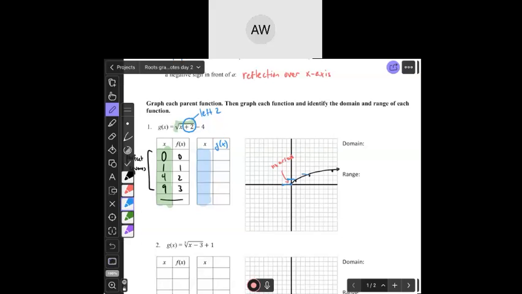Okay, and that works pretty well sometimes. But when we start adding in shifts and stretches and reflections, it gets to be too much. If all we were doing was shifting up and down, we would have you guys just move the points. It would be really easy, kind of like you did in geometry. But as soon as you start adding in the reflections and the stretches, it just gets to be too much.